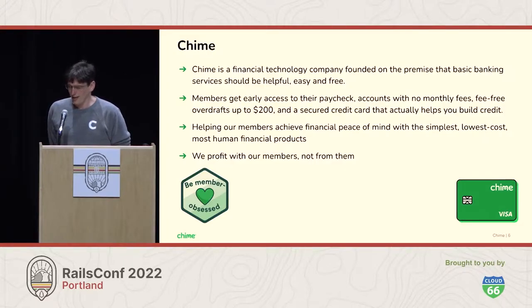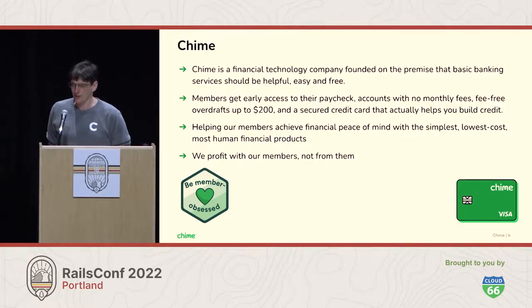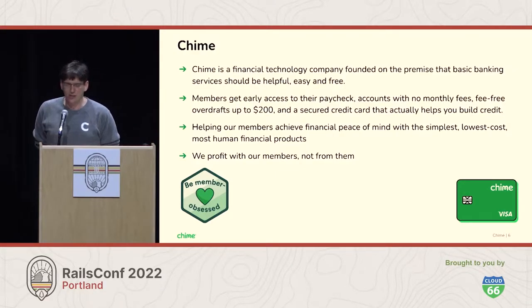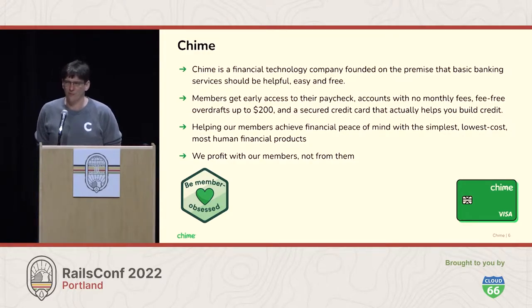Chime members get essentially a transaction card, a debit card that gives them early access to their paycheck. They have accounts with no monthly fees, no overdraft fees, fee-free overdrafts up to $200, and a secured way to use a credit card that helps you build credit without causing you to get deeper into debt. So we help our members achieve financial peace of mind with the simplest, lowest cost, and most human financial products. It's very important to us that we profit with our members when our members are successful, not off of our members. Chime is a very mission-driven team in that respect.